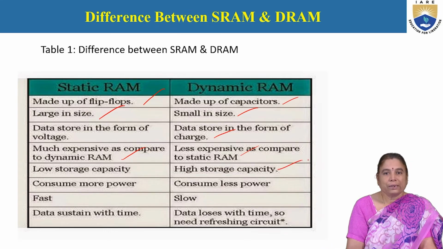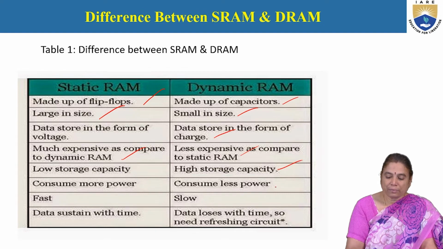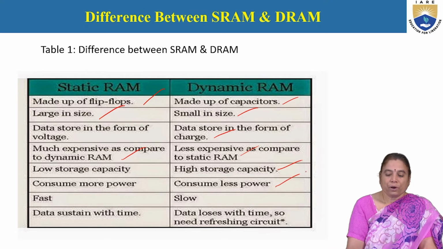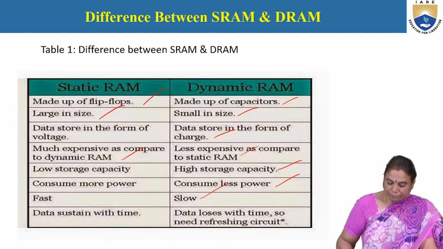SRAM consumes more power, DRAM consumes less power. Static RAM is fast, while the operations of dynamic RAM are slower. In SRAM the data is sustained with time, but in DRAM the data is lost with time and needs refreshing of the circuit, because of the usage of capacitors. So these are the differences between SRAM and DRAM.